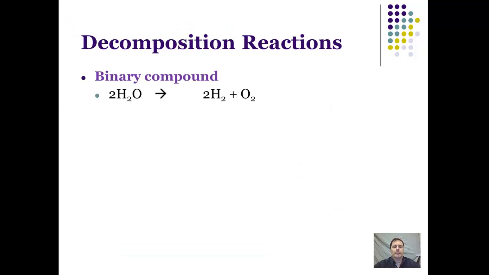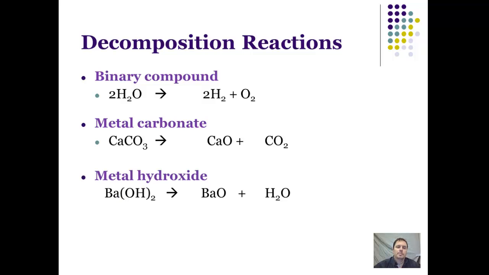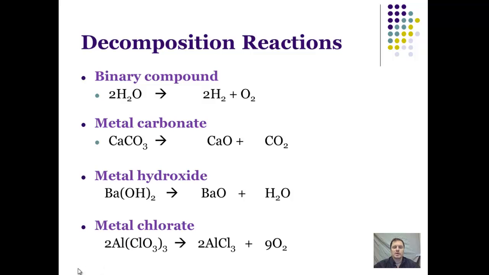All right, so binary compound. We already talked about this one. Water breaking down into hydrogen gas and oxygen. Electricity makes that happen. A metal carbonate, we can take calcium carbonate, remember CO3 is our carbonate, breaking down into calcium oxide and carbon dioxide. Metal hydroxide, barium hydroxide breaking down into a metal oxide, barium oxide, plus water. And then our third type is metal chlorate. So aluminum chlorate, break it down to aluminum chloride plus oxygen.